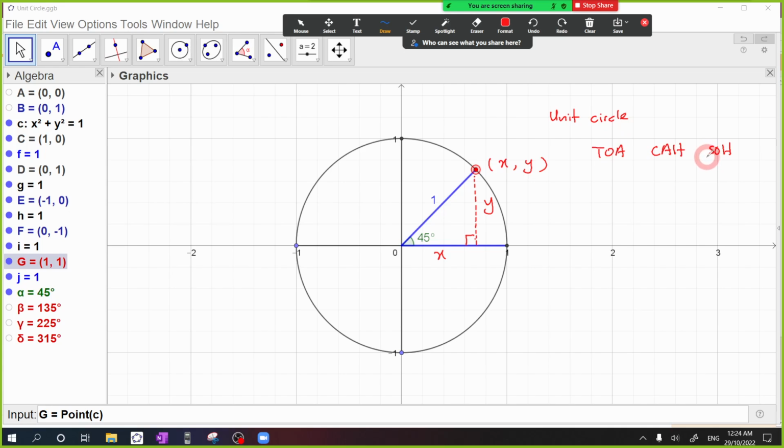Let's learn about sine first. Sine theta is equal to opposite side divided by hypotenuse, right? Now, this is 45 degrees, so this is theta. Opposite side will be y. Hypotenuse will be 1. So from here, we can make a conclusion that if you have a unit circle, sine theta is equal to the y coordinate.